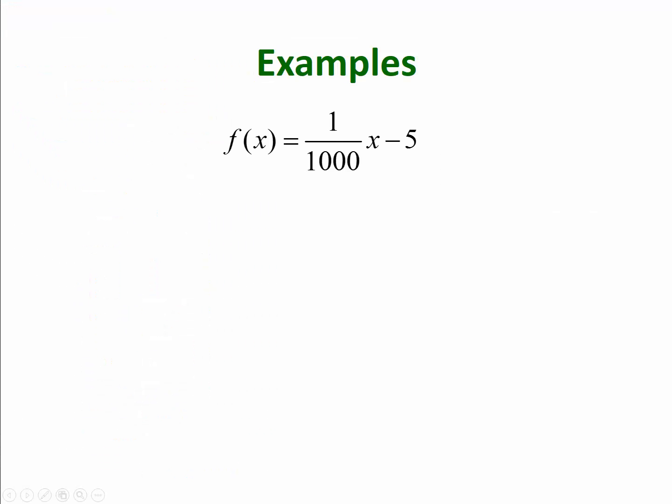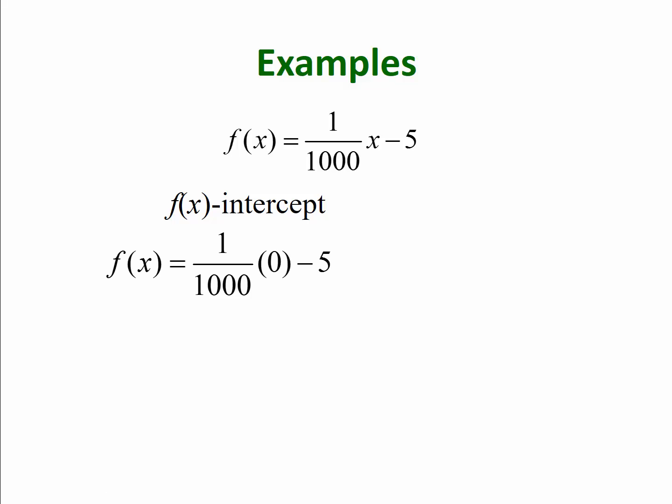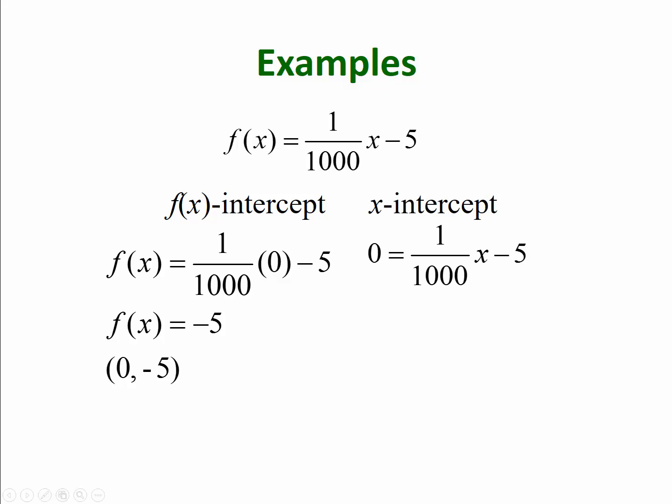So back to our function, we know that the y-intercept is negative 5, and if you recall, one way of doing that is we can let x be 0 and we solve for y, and we see that the y-intercept of course is negative 5. For the x-intercept, we let y be 0 and we solve for x. So we have the equation 0 equals 1 over 1,000 times x minus 5. We're solving for x, so we need to get rid of this number and this number. Following the order of operations backwards, we're going to get rid of subtraction before we get rid of multiplication.